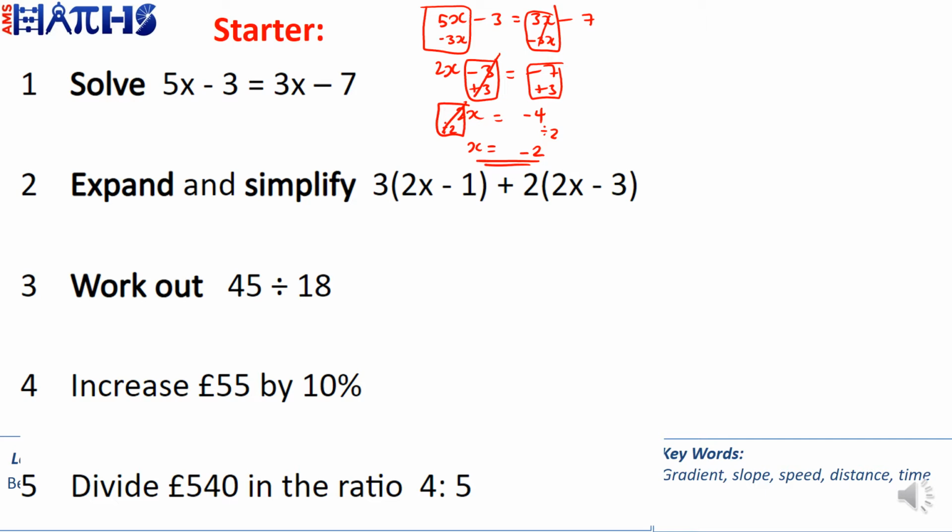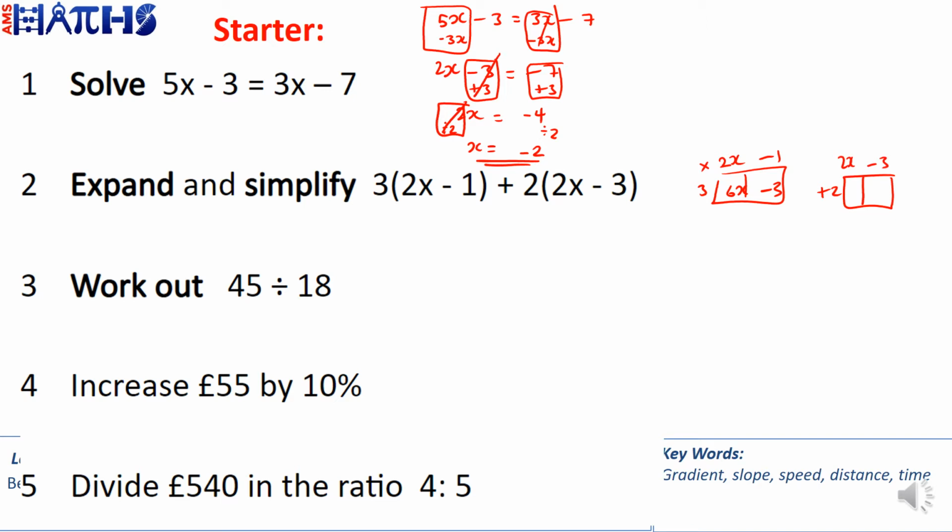Our next question is to expand and simplify. For the first bracket, we have 3 on the left, and 2x and minus 1 inside, so we work that out. 3 times 2x is 6x, and then 3 times minus 1 is minus 3. On the other bracket, we have plus 2 on the left, and 2x and minus 3 inside.